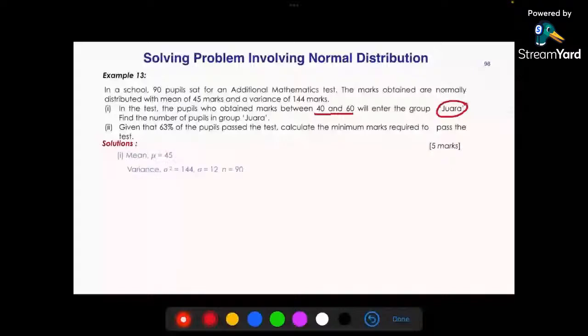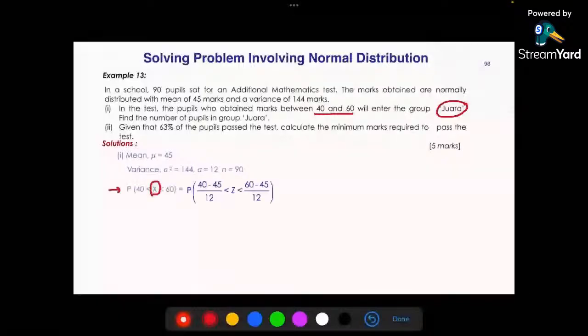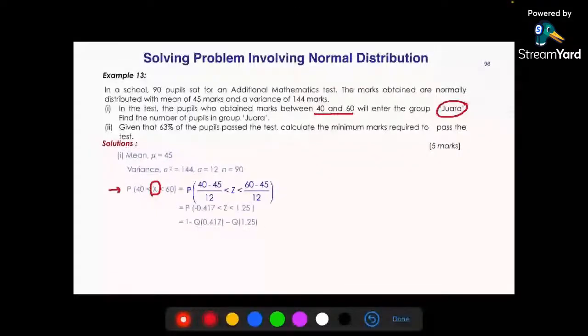Kita pilih trials untuk 90 students. So between. So we write this one first, P. X is between 40 and 60, and then kita standardize this one. Always standardize it, jadikan Z. So gunakan formula yang standardize di Z tu lah. 40 tu lah 45, and then we calculate it. You akan dapat P is between negative 0.417 dengan 1.25. So this is what we get.